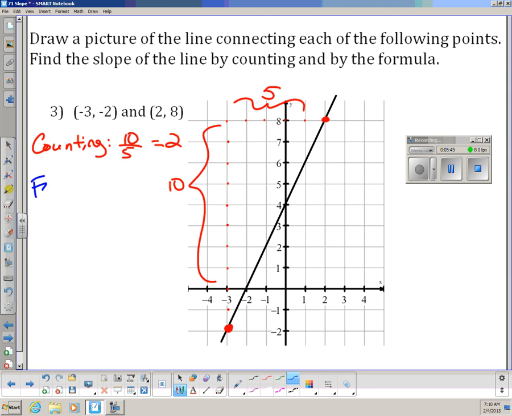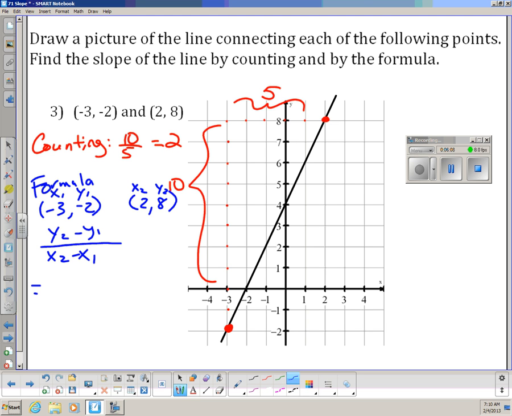Now by the formula, I have my points negative 3, negative 2, and 2, 8. So I'm going to call this one x1, y1, x2, y2. This is my slope formula. Y2 is 8 minus y1 is negative 2. Be careful. It's 8 minus from the formula, and then a negative 2 from the actual point. So there's actually two negative signs here, divided by x2 minus x1, which is 2 from the point, minus from the formula, and then negative 3 from the other point.